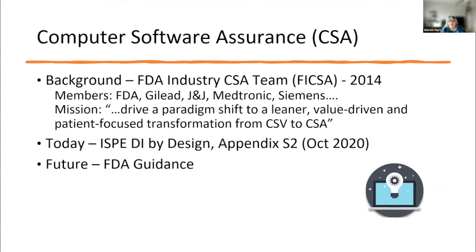I've also heard a lot of people that said, well, why is there an error? We validated it. Well, it's only as good as your testing.